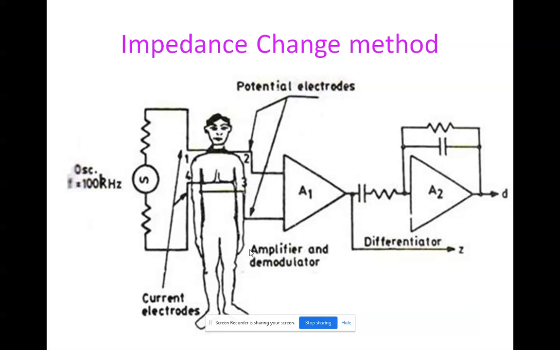So simply we can say, by using the change of impedance value between the 1 and 4 electrodes, which are the current electrodes, you will get a voltage at the 2 and 3 electrodes. These electrodes measure the biosignal from the heart. This is given to the amplifier and demodulator, and then to the differentiator to get the D signal. The D signal is your cardiac output. That's all.